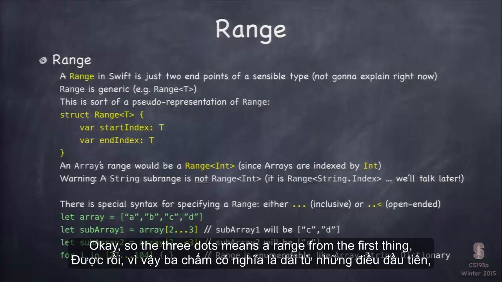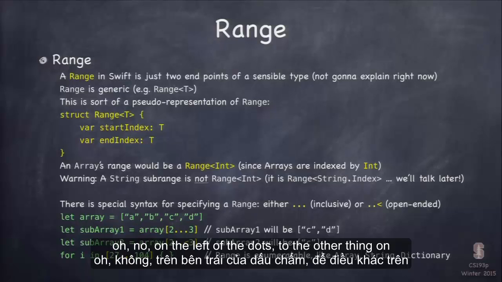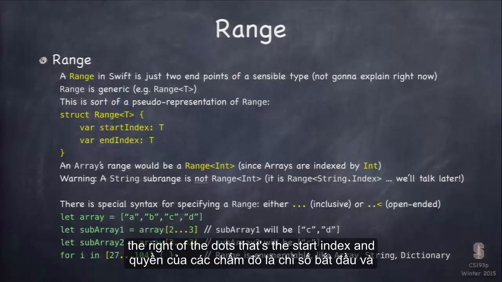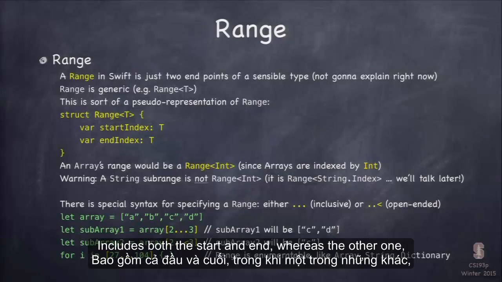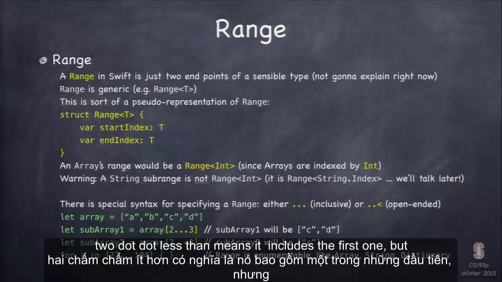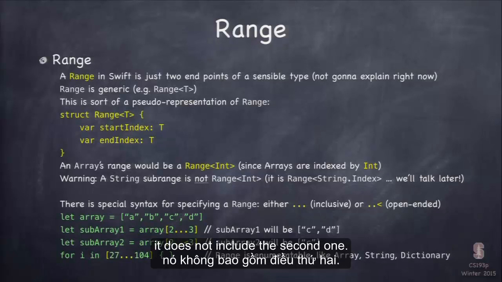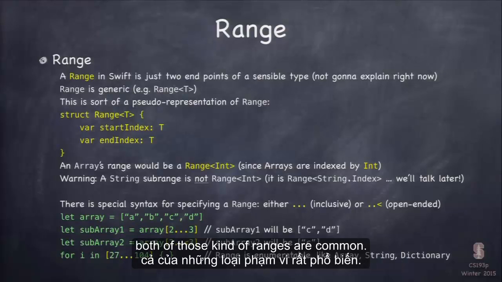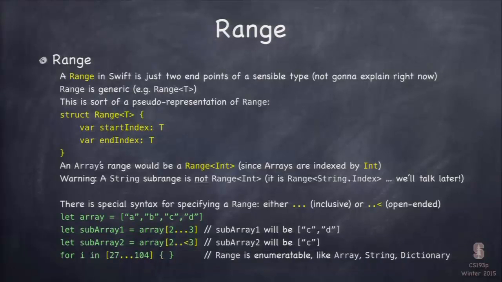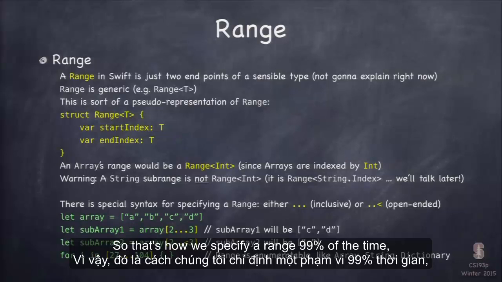Okay, so the three dots means a range from the first thing on the left of the dots to the other thing on the right of the dots. That's the start index and the end index, and it includes them both. Whereas the other one, dot dot less than, means it includes the first one, but it does not include the second one. So it's an open-ended range. Both of those kinds of ranges are common. So that's how we specify a range.